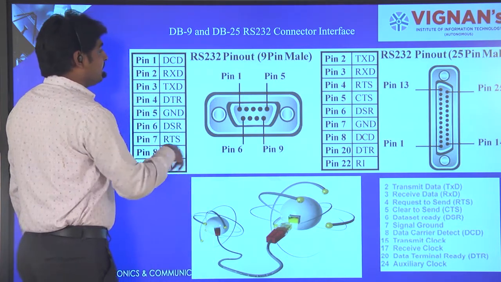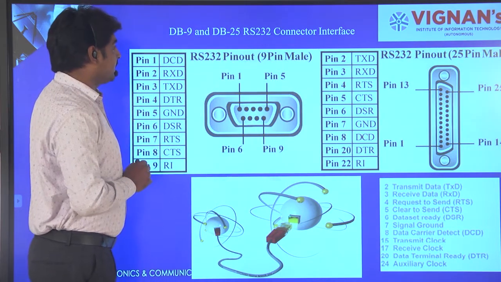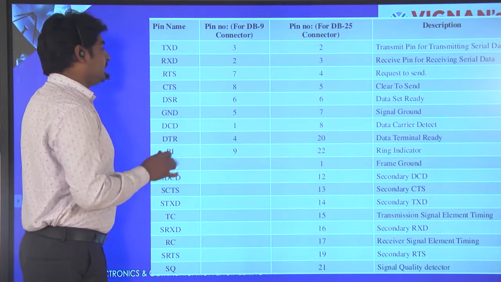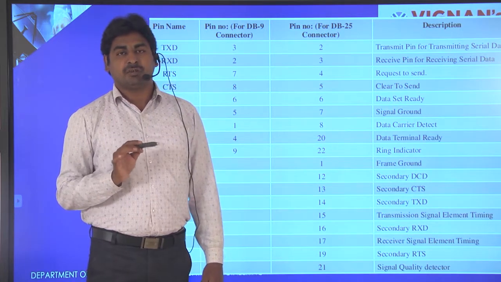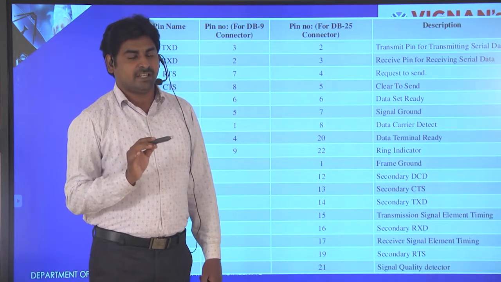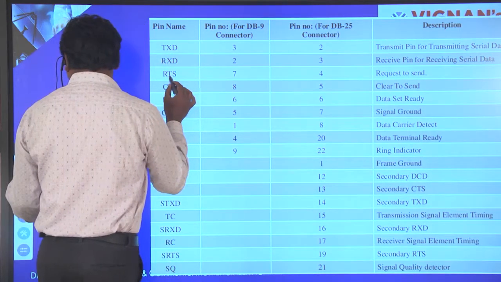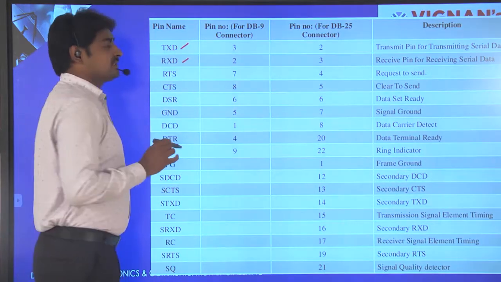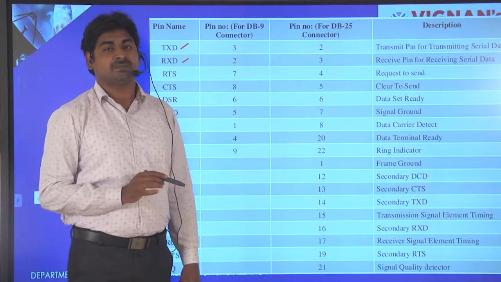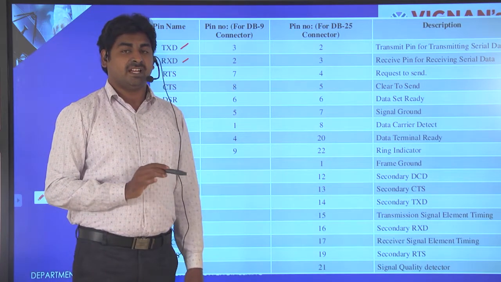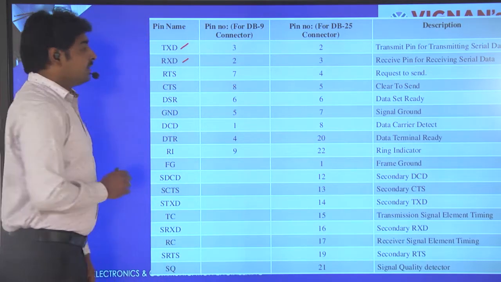Now these are the names of the pins which are available in DB connectors. If RS-232 is only used for data communication, like it has to perform only data transfer, then it will be using only the TXD and RXD pins. It doesn't require the other pins for simple data transmission. But if RS-232 has to control the flow of data, then it has to use the remaining pins.